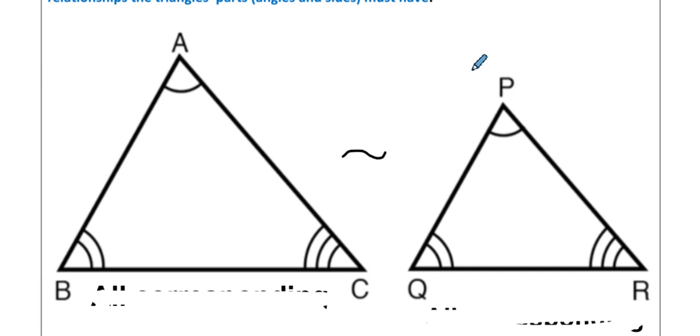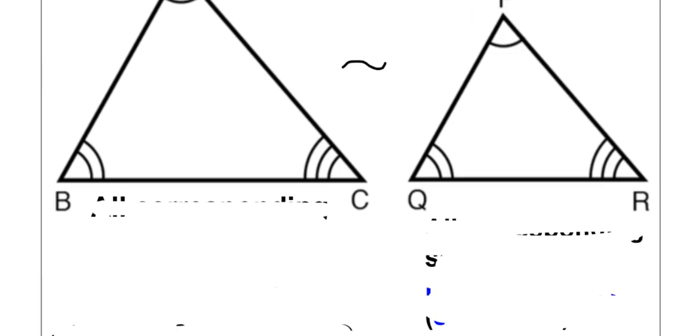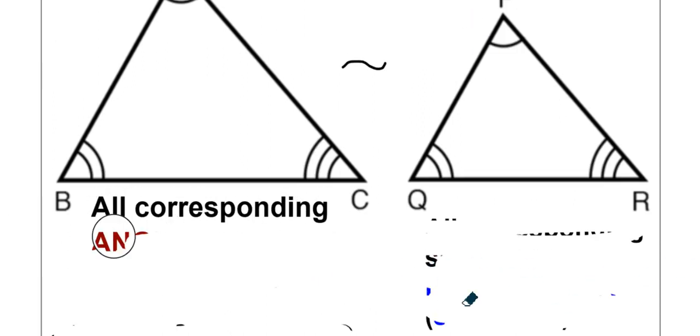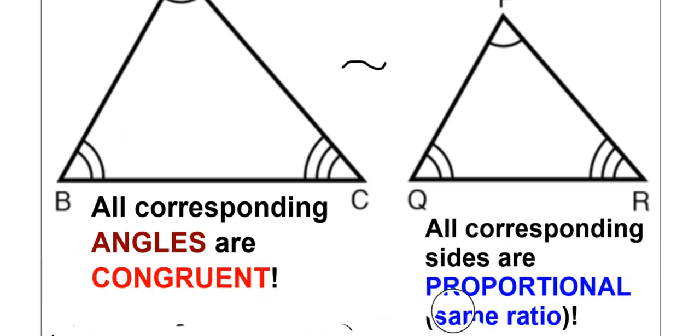And really, it always comes down to two things. We know something about the sides, and we know something about the angles. And most specifically, from the definition from our work, we know that all corresponding angles have to be congruent, and we also know all corresponding sides have to be proportional. And keep in mind, proportionality just means the same ratio.